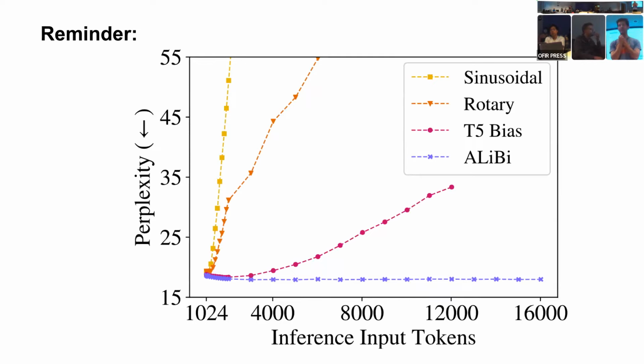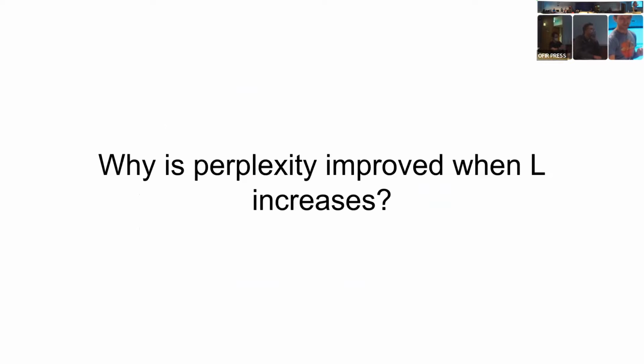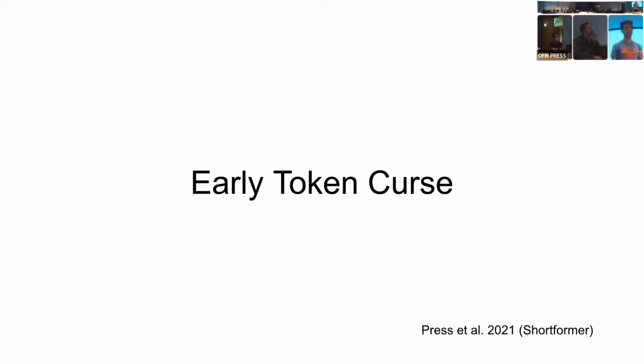So we've seen that with ALiBi, it gets better perplexity as you input longer sequences. And the question that I want to ask now is, are we getting better perplexity because we're actually using long range patterns? Is ALiBi actually able to consume 1,024 tokens during training and then effectively look at 1,025 and do better? Or is there something else going on here? Why does perplexity improve when it increases? In order to understand what's going on here, I'm going to talk about the early token curse, a concept that we talked about in Shortformer, which is a previous paper.